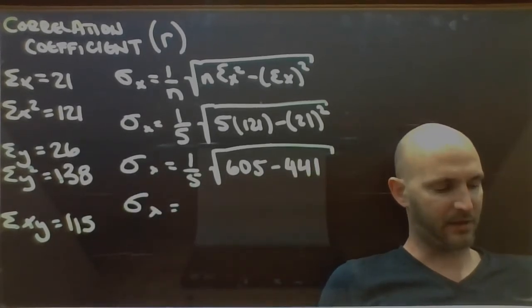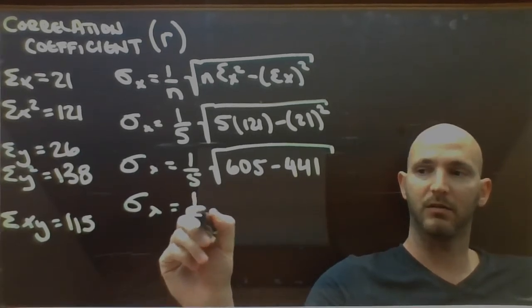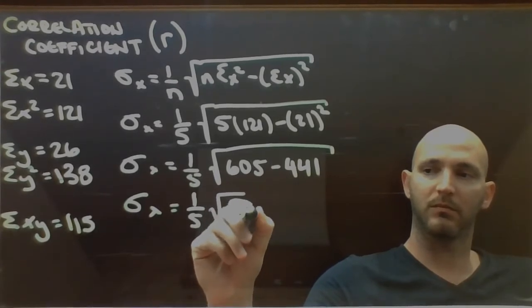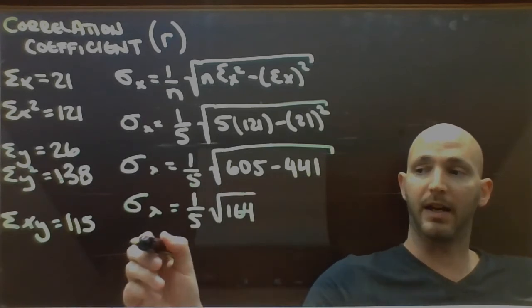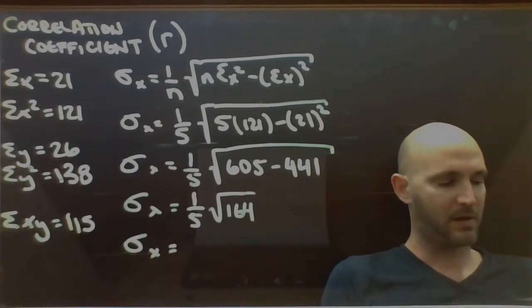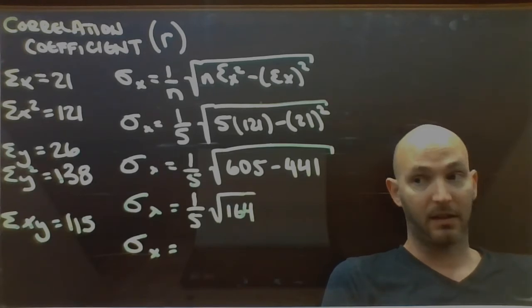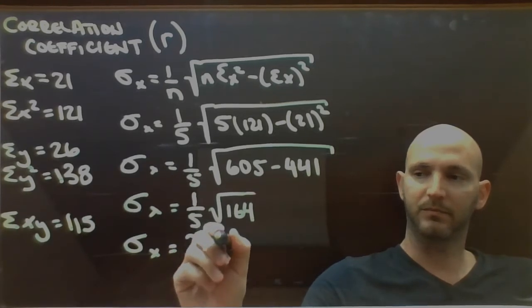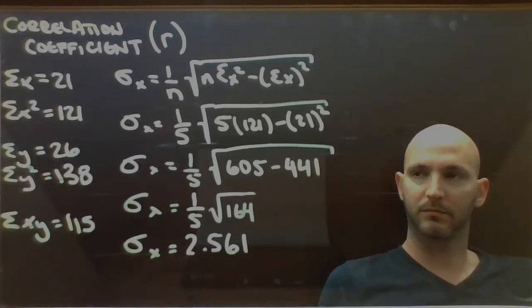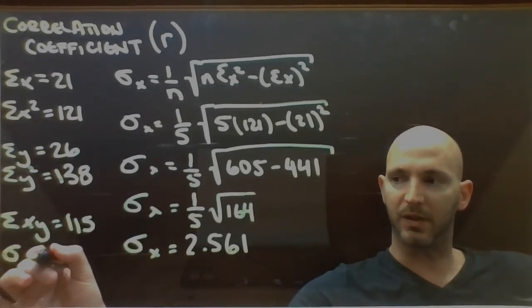And since I have it out here, 605 minus 441 is 164. And if we're done, since we have the calculator out anyway, I'm just going to render that down as a decimal. The square root of 164 is 12.8, divided by 5 gives me 2.561. Lovely. So I'm going to add that to my list of numbers over here.